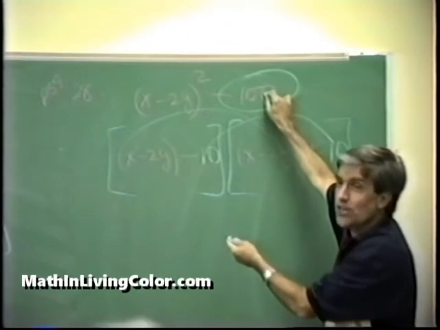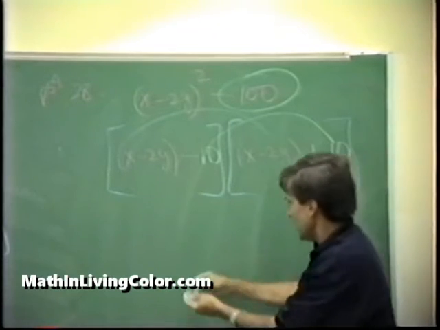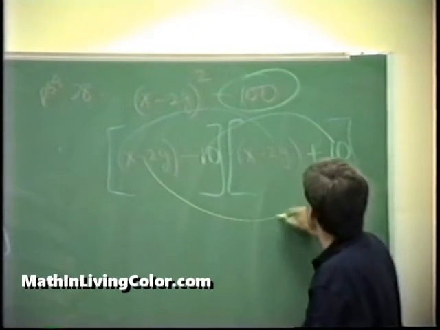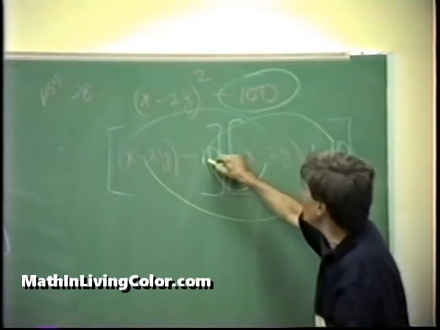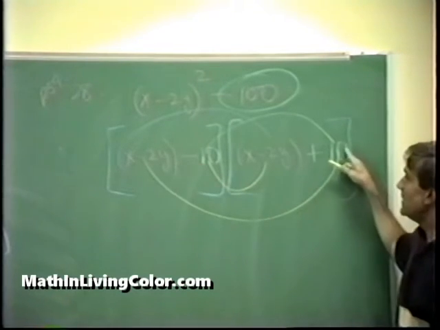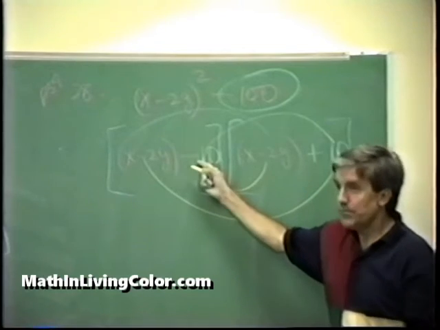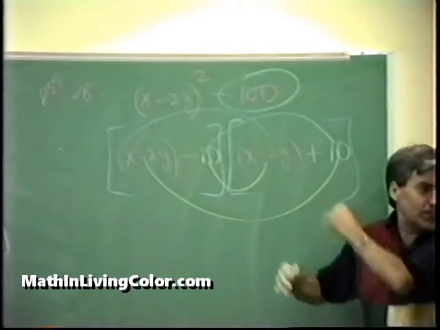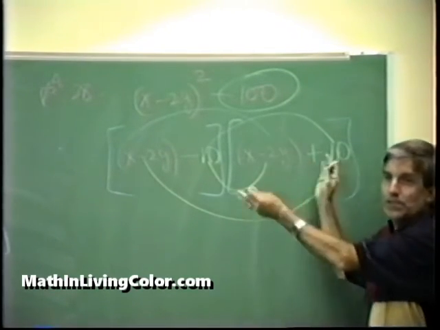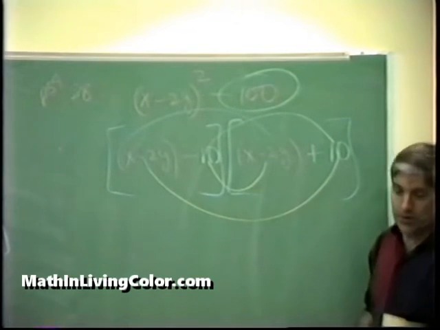And now what do we have to do to check it? The outer times outer and the inner times inner. And what do you get when you do the outer times outer? 10 of these guys and what? Negative 10 of those guys. And they subtract out, right? And so there's no middle term left, exactly like it's supposed to happen.